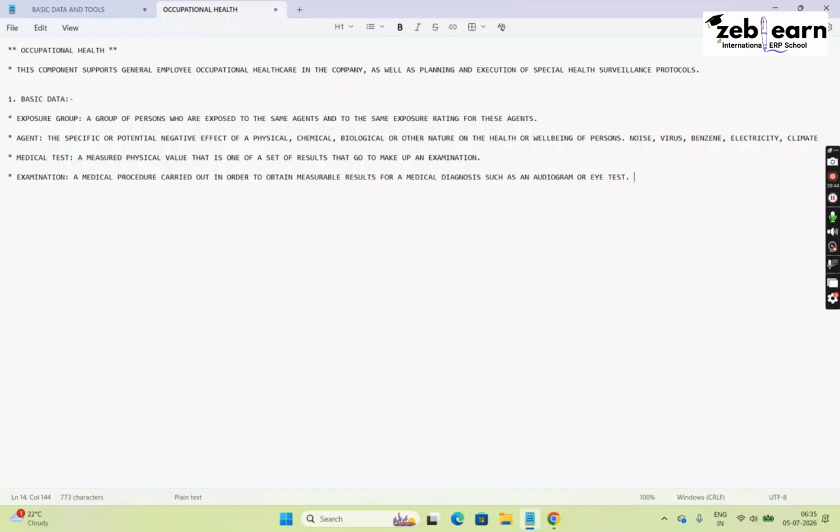An examination is a medical procedure carried out in order to obtain measurable results for a medical diagnosis, such as an audiogram or eye test. Do you know what an audiogram is? Anybody? Okay. It means listening to identify the hearing capacity. The hearing capacity of a person will be checked or examined under observation.